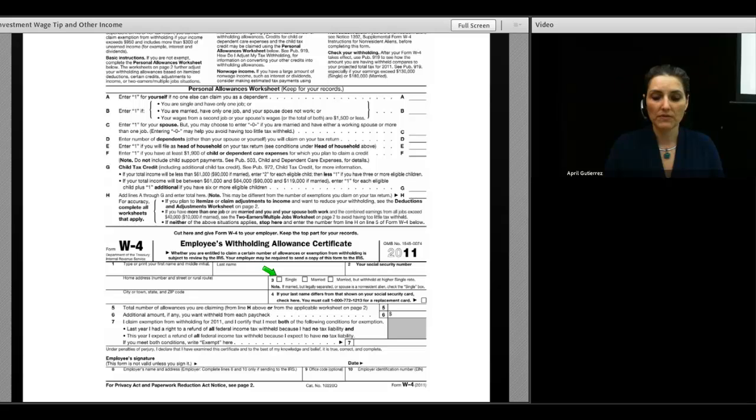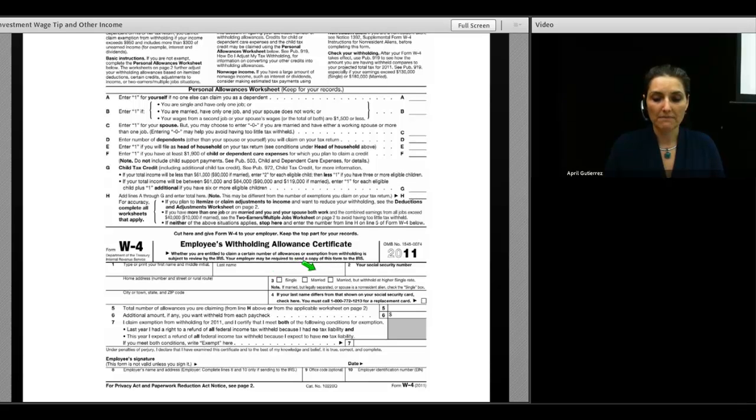And here we see that we've got single, married, and married but withhold at the higher single rate. So if you check this third box or this first box, it has the same effect. The W-2 withholding should be at a single rate. And when you're dealing with married tax filers, I tell them if you both work, you'd better check single. And they say, but wait, I'm not single. I can't check single. Well, that's why they have this other box called married but withhold at the higher single rate, but it's the same thing. And if you check this box here that says married, they're going to withhold less tax.